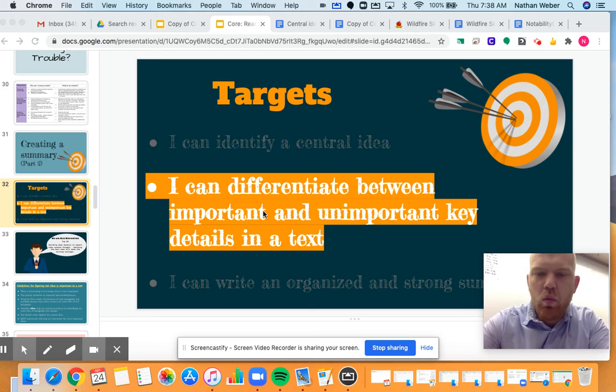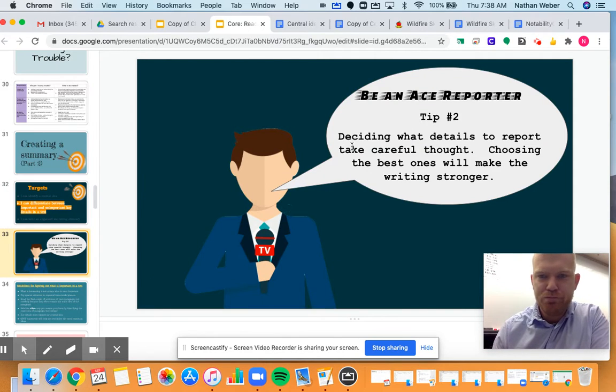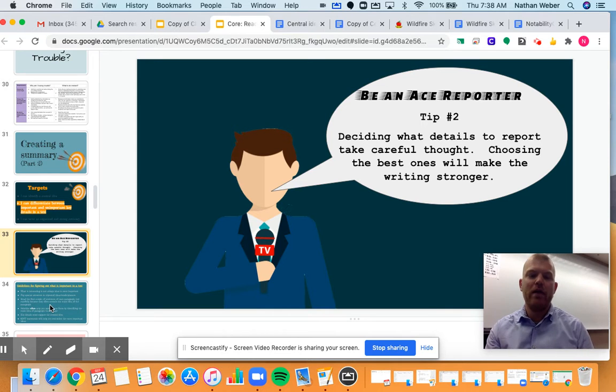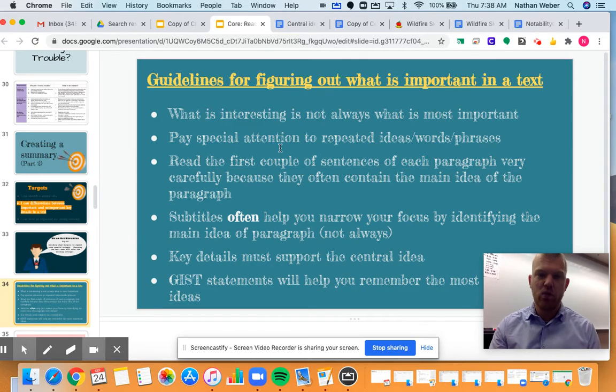Hello, everyone. Today we're going to work with our central idea and summary again, since we're done testing, and we're going to talk about differentiating between unimportant and important details in the text. So our focus today is on differentiating between the important and unimportant details in the text. Our job is to be an ace reporter, deciding what details to report on. Take careful thought. Choosing the best ones will make the writing stronger. So your summary will be stronger if you choose the right supporting details.